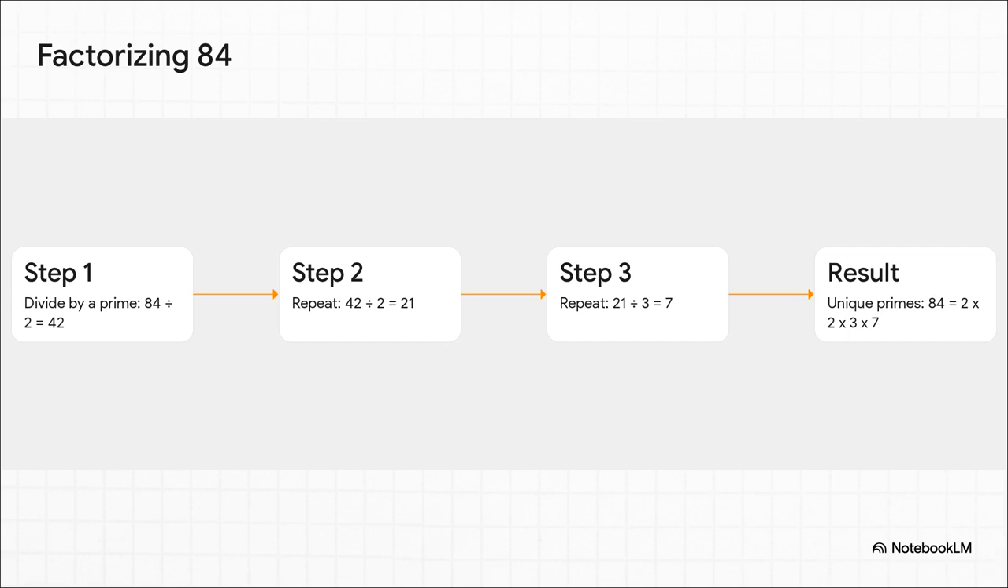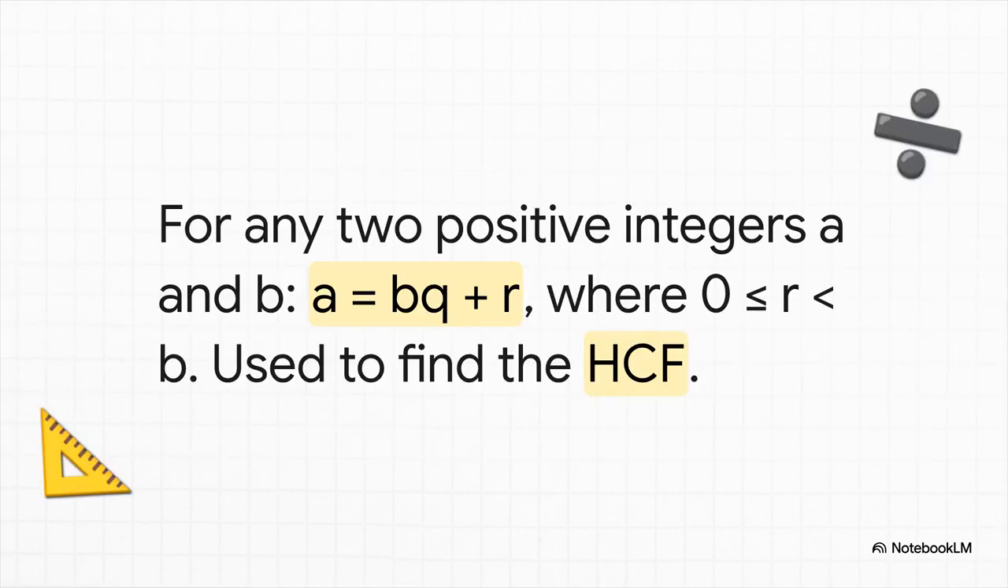The unique prime factorization for 84 is 2 times 2 times 3 times 7. That's the theorem right there. Next up in our toolkit is Euclid's division lemma. Now, this formula looks a little intimidating, but all it's really saying is something you already know.